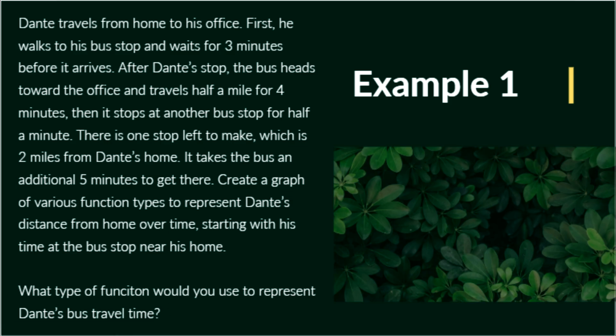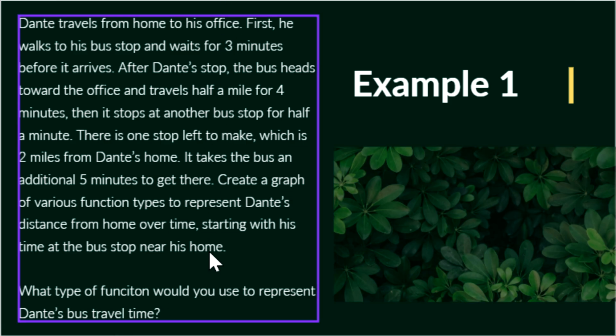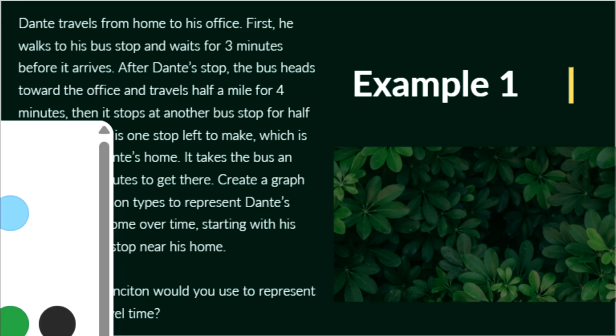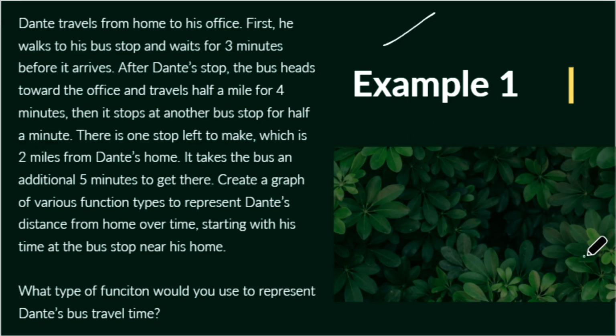Okay? So we have the same word problem of him with the bus. So what type of function would you use to represent bus travel time? So instead of being just a straight line where time is passing but he's not moving anywhere, this time his travel time is going to be like a slope, like something like that. And that is a linear function.